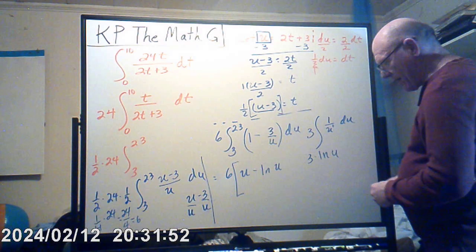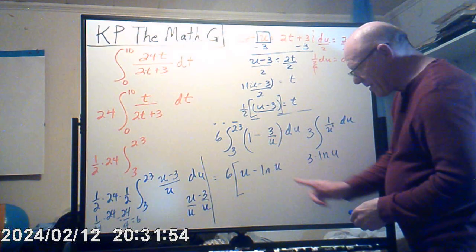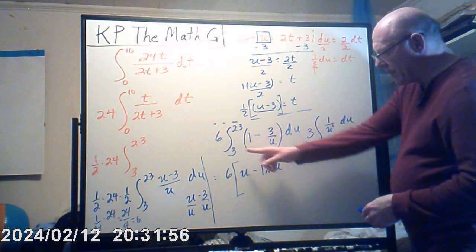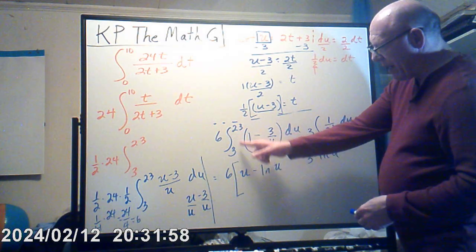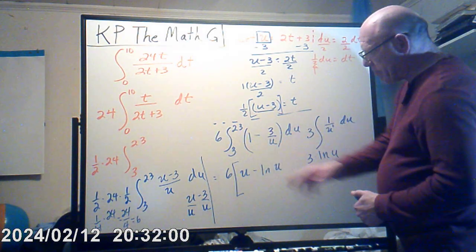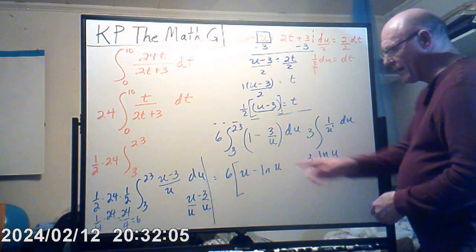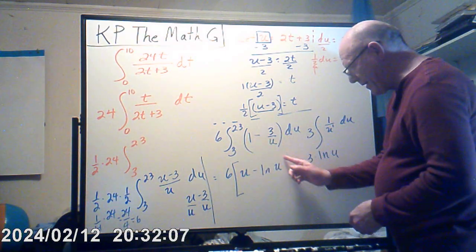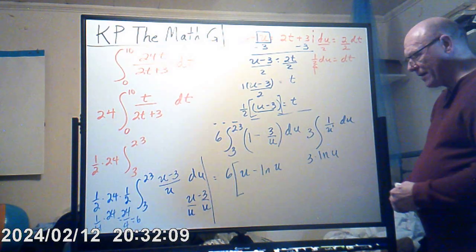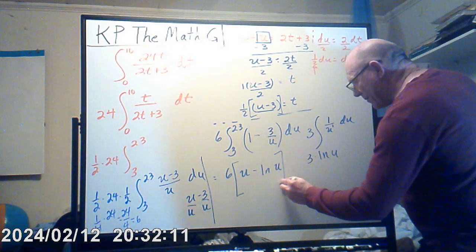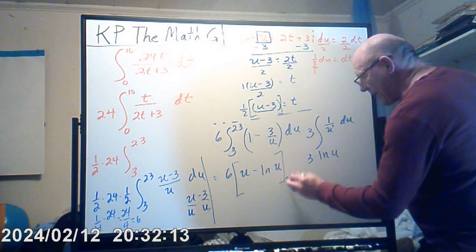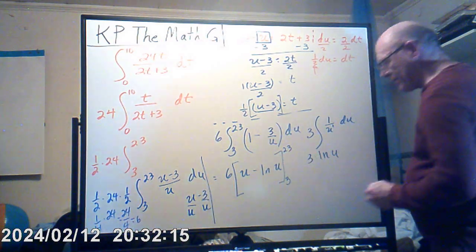Sometimes we put absolute value bars, but we're not going to need that because our numbers here are both positive. If we did have a negative number, we would need absolute value bars here. Alright, so now we're going from 3 to 23.